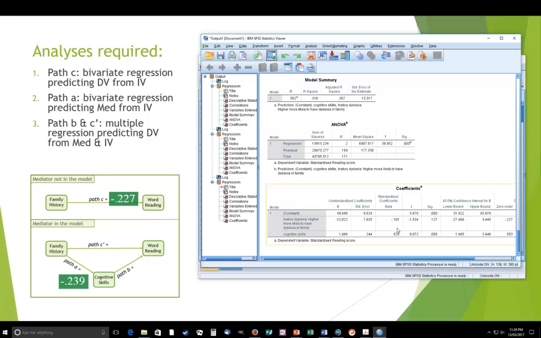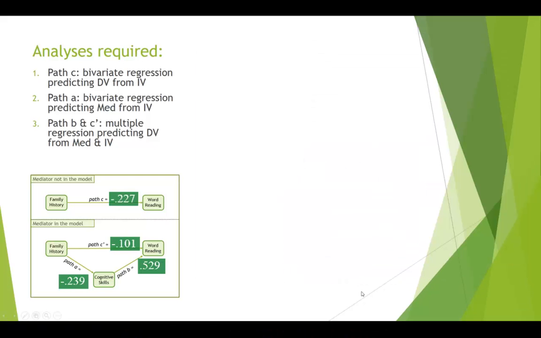And there we have our two coefficients, minus 0.101 and 0.529. Okay, so those are the coefficients that we need in our model. And that's all the coefficients that we need. Okay, so you can see here that we now have, one other thing we wanted was a total of path AB, which we get by multiplying the coefficient for path A by the coefficient for path B, and our result there is minus 0.126. That's our path AB coefficient.